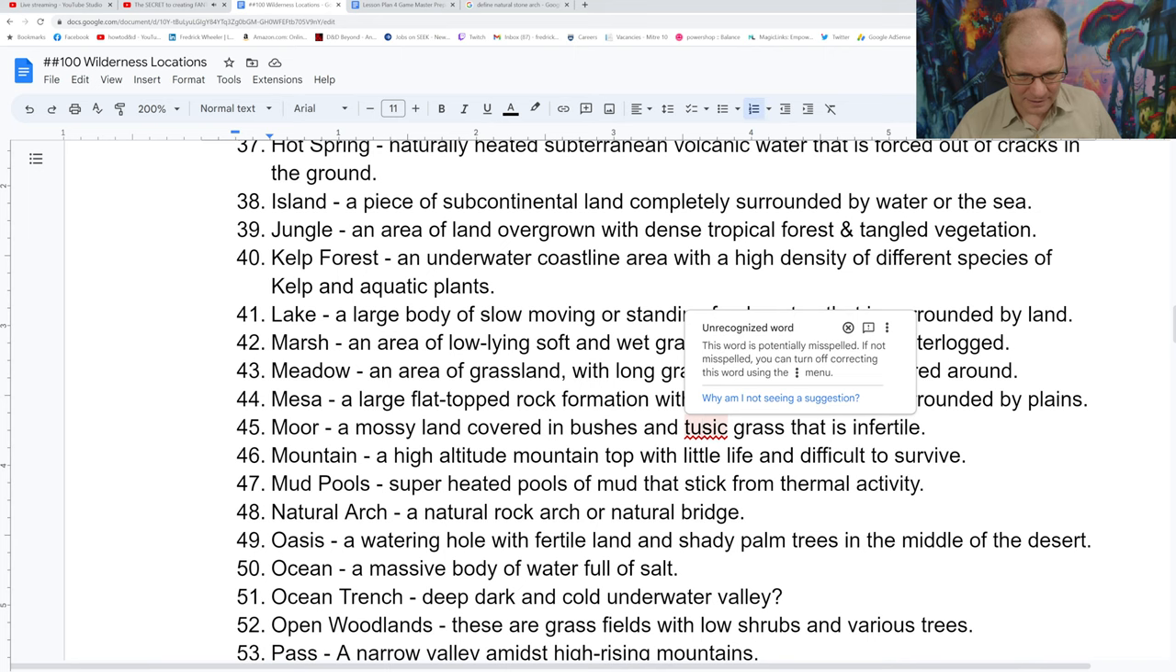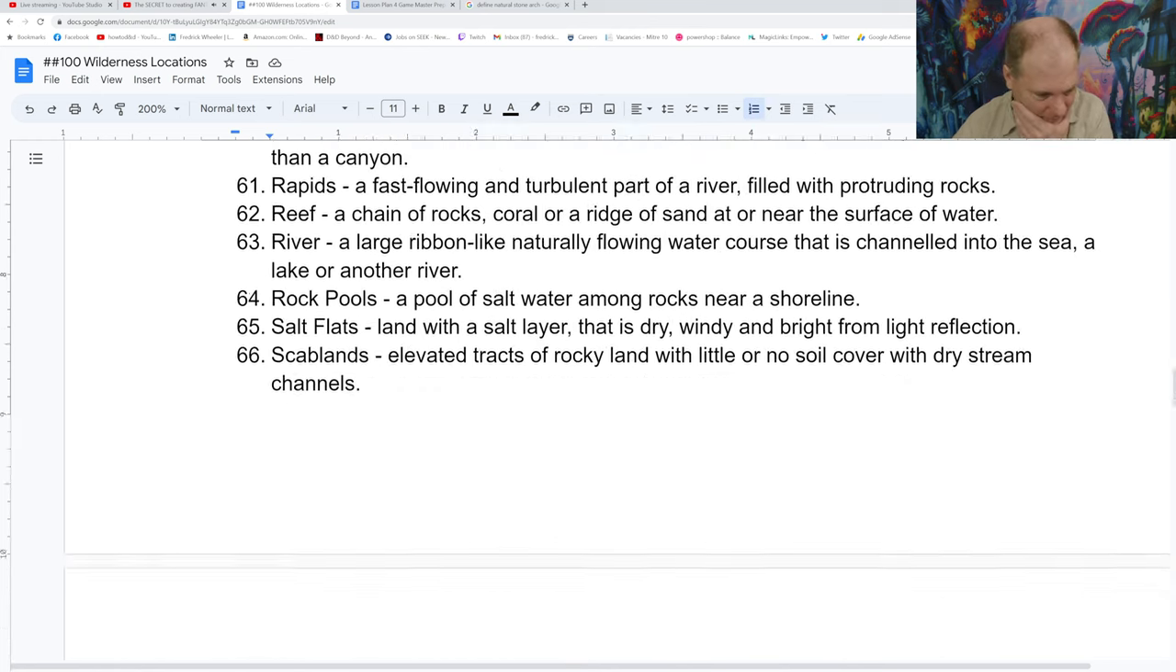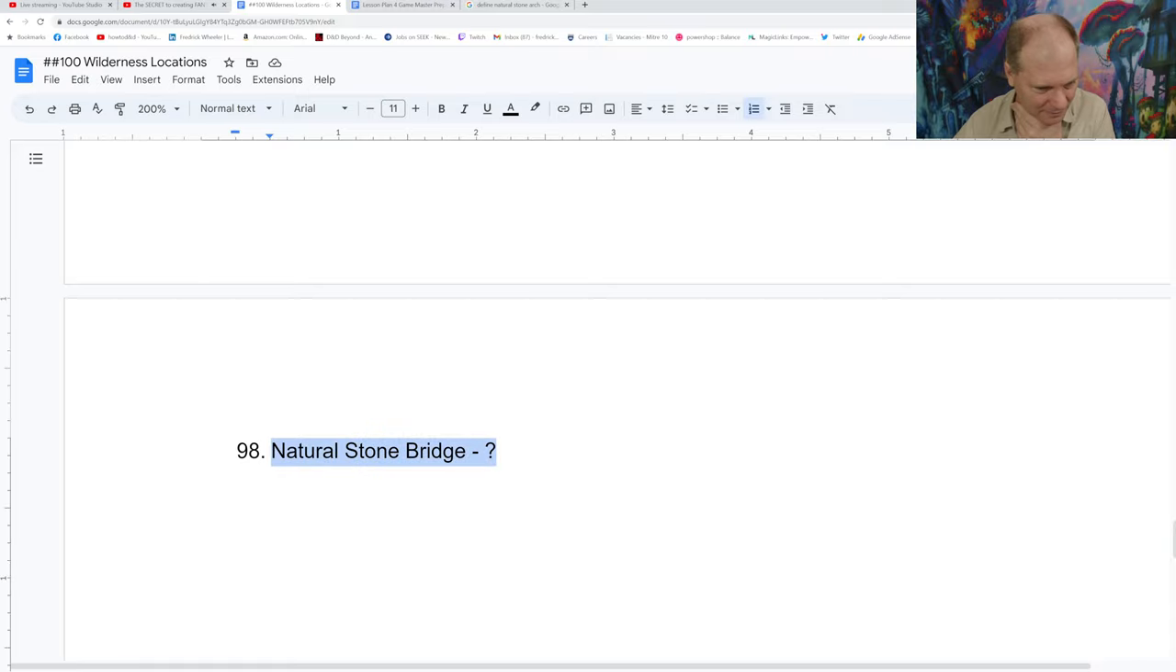Tussock. That's not right. That's not spelt right. So we've actually got the natural bridge already. So the natural bridge has been done. Not so easy. But it's good to know that at least we're not as far off as you might think.